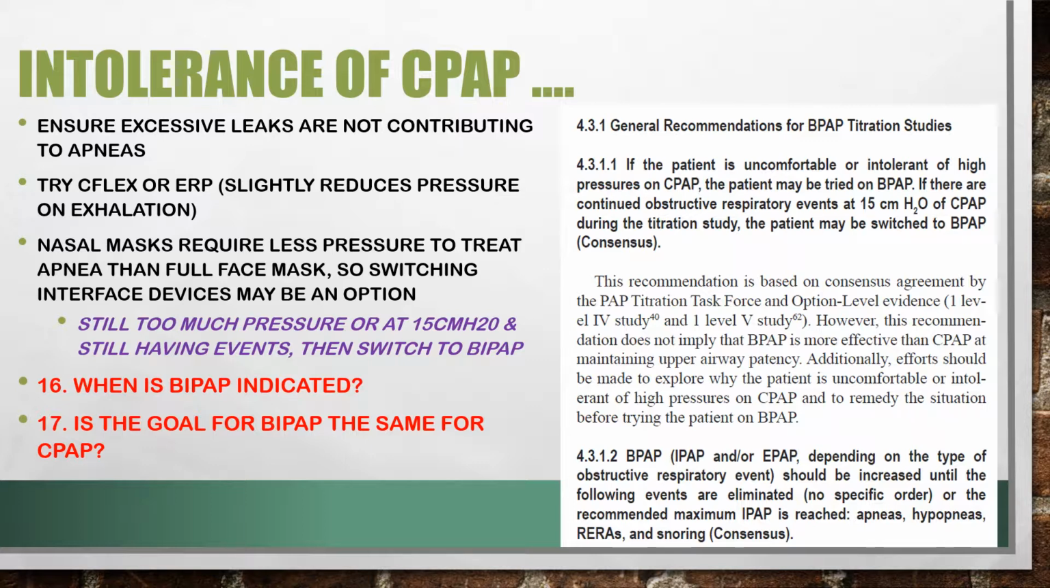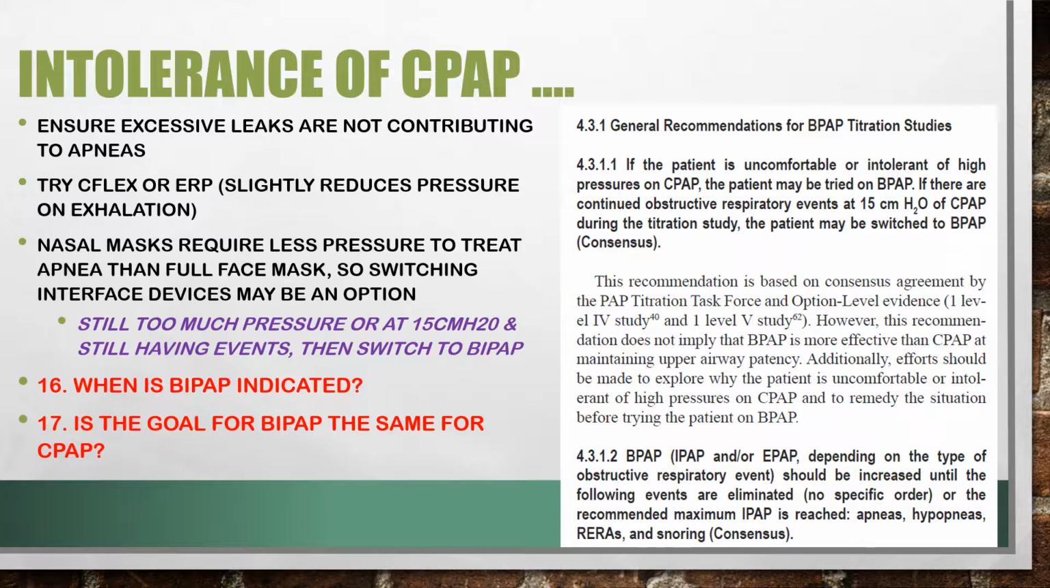Let's read 4.3.1.1 together. If the patient is uncomfortable or intolerant of high pressures on CPAP, the patient may be tried on BiPAP. If there are continued obstructive respiratory events at 15 centimeters of water pressure on CPAP during the titration study, the patient may be switched to BiPAP.